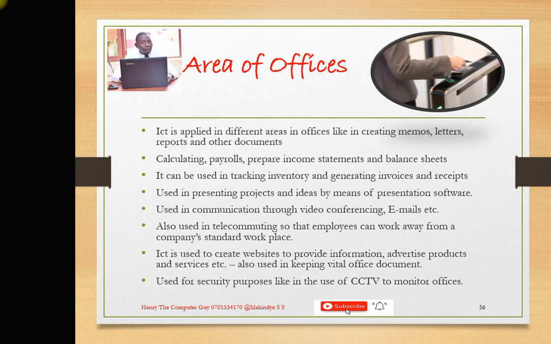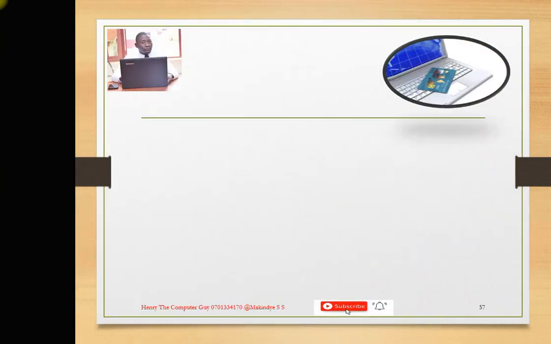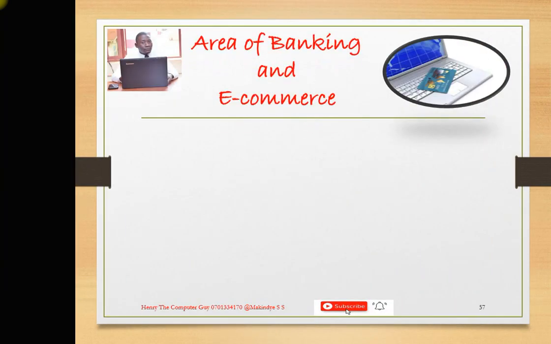So, for security purposes, offices are secured using security cameras, or CCTV cameras, closed circuit television cameras, in full. We continue. Let's look at the area of banking.